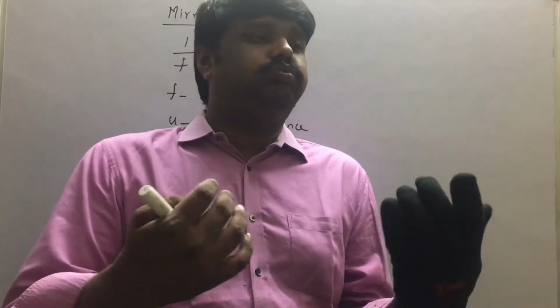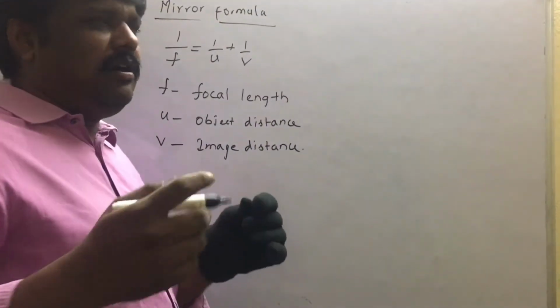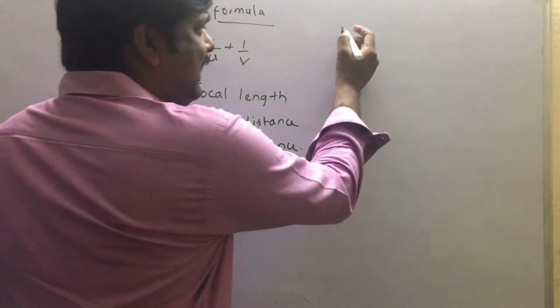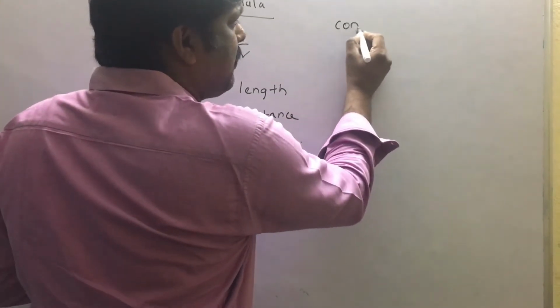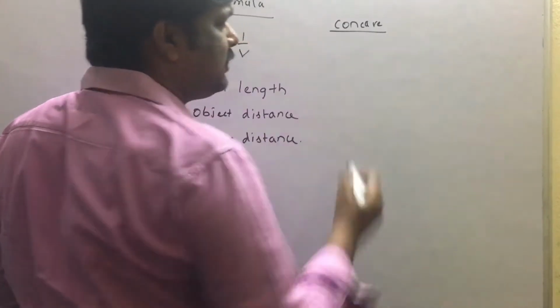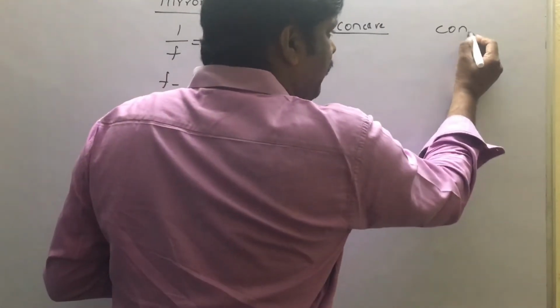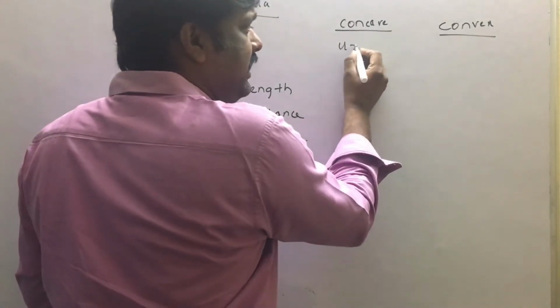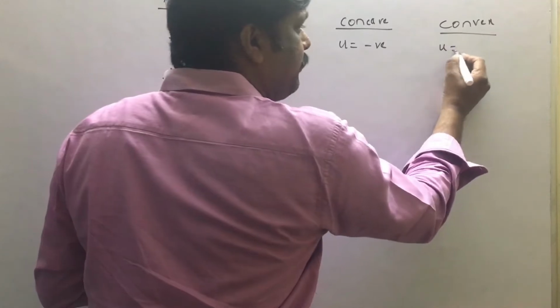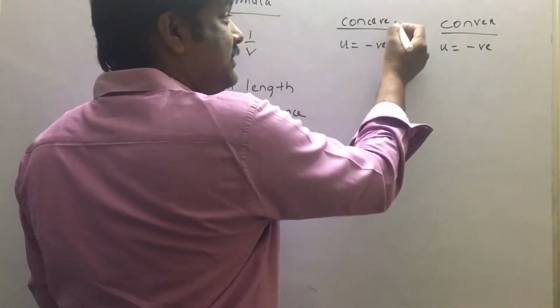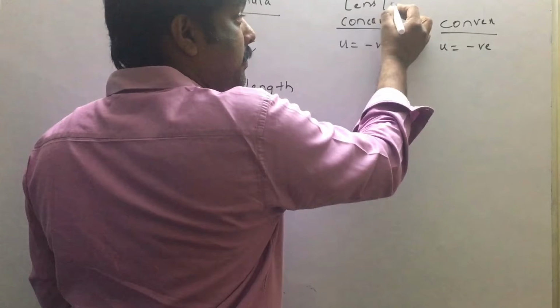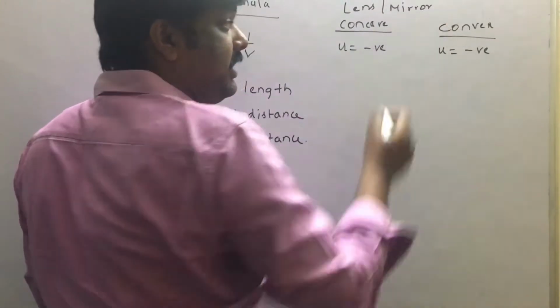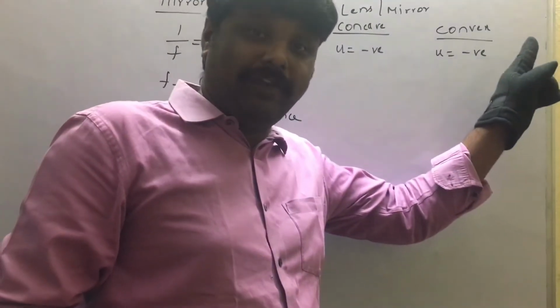How to give signs? Let us see a very suitable shortcut for this. Please keep that in mind. Whether it might be a mirror or a lens, concave and convex, let us see first. The object distance u must always be taken as negative. It might be lens or mirror, whether it might be concave or convex.